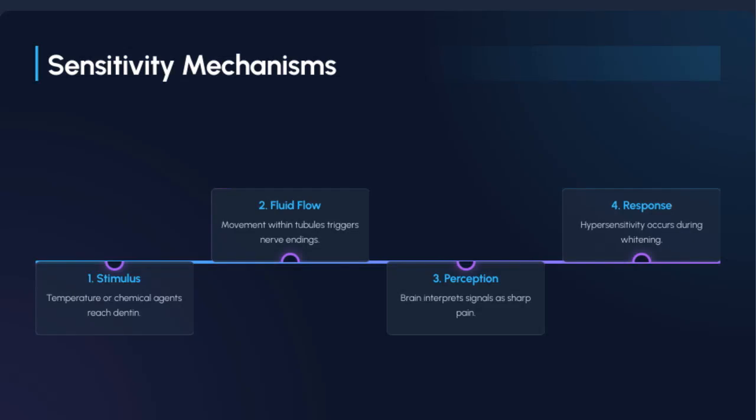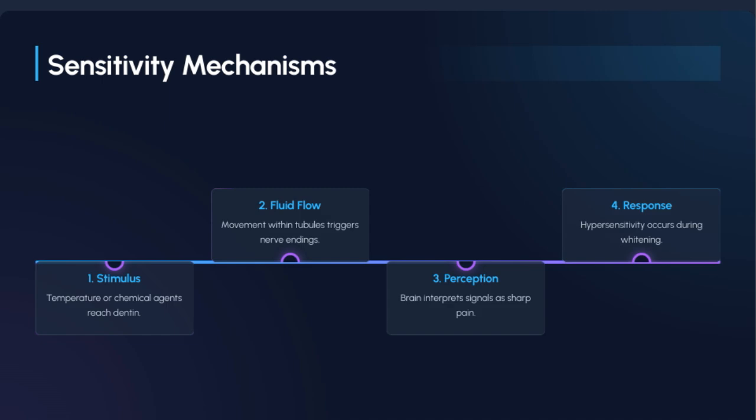Now, let's take a closer look at the sensitivity mechanisms involved during whitening procedures. First, at the stimulus level, external factors like temperature changes or chemical agents reach the dentin, triggering a response. This is the initial point where the process begins. Moving on to fluid flow, when these stimuli reach the dentin, they cause movement within the tiny tubules. That movement then activates nerve endings located nearby.